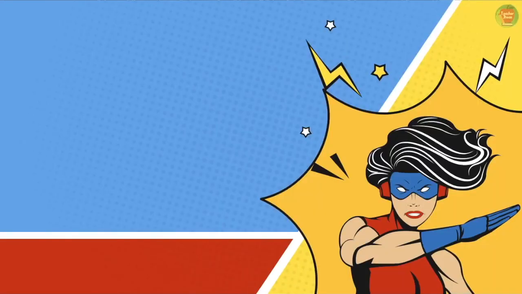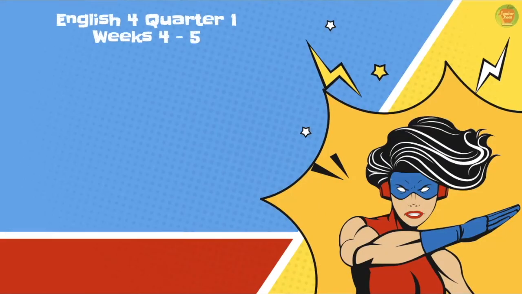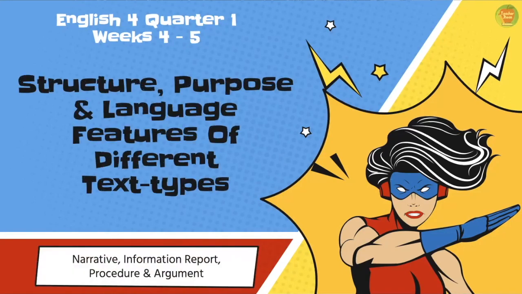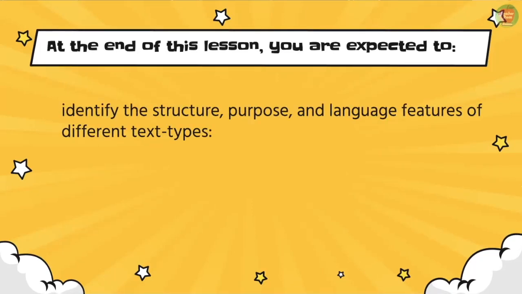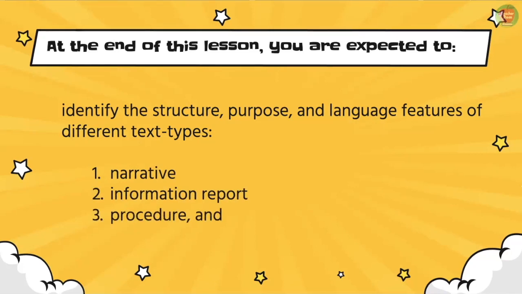Hello kids! We're already in our English 4, Quarter 1, Weeks 4 to 5, with the title Structure, Purpose, and Language Features of Different Text Types. At the end of this lesson, you are expected to identify the structure, purpose, and language features of different text types: narrative, information report, procedure, and argument.